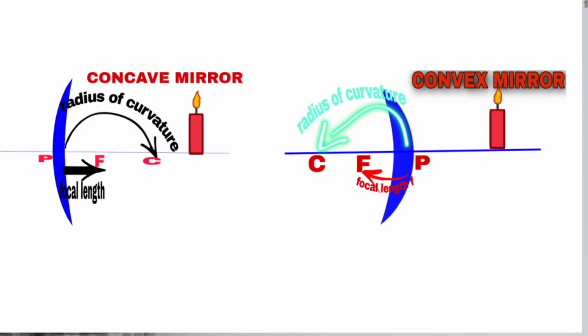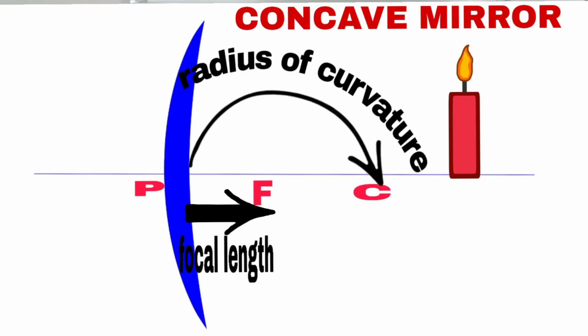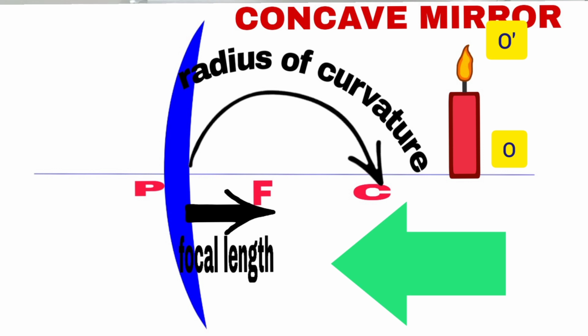Now try to apply the sign conventions for the concave mirror and convex mirror, which I have shown in the diagram. Generally we will place the object outside the mirror only, which I have represented by O dash. Now take the incident ray from the object towards the reflecting or refracting surface. This is the direction of the incident ray for both cases.